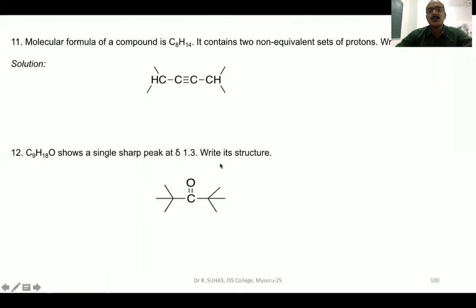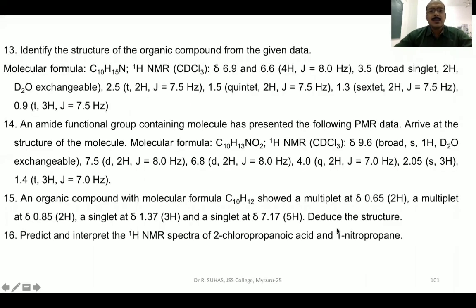So this is how you have to predict the structure by the trial and error method. And this is a self-study problem. You can take a screenshot of this and try to solve it by yourself. If at all you have any doubt, please let me know in the comment box on the YouTube channel.